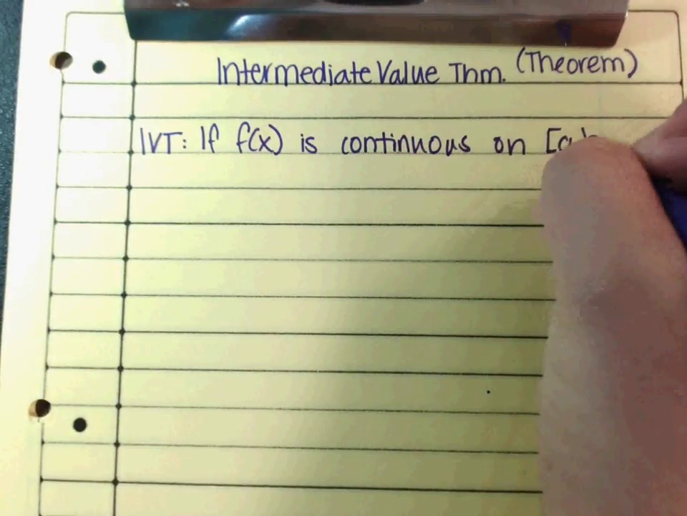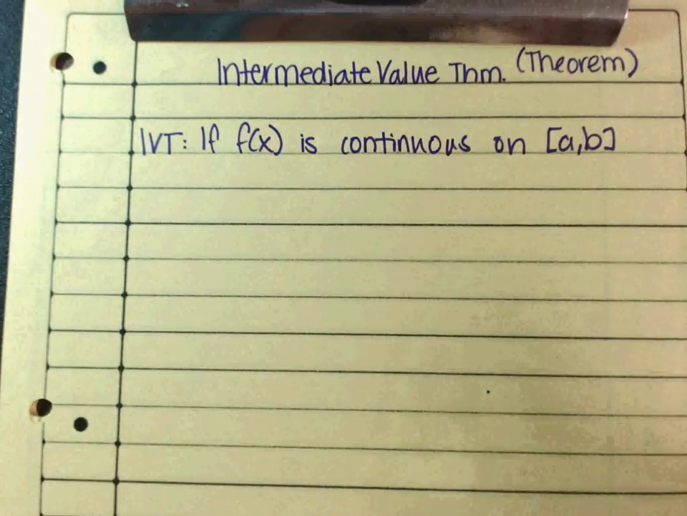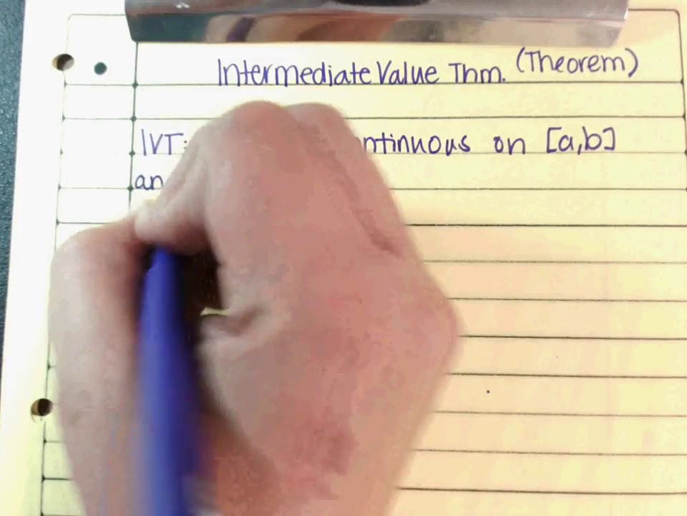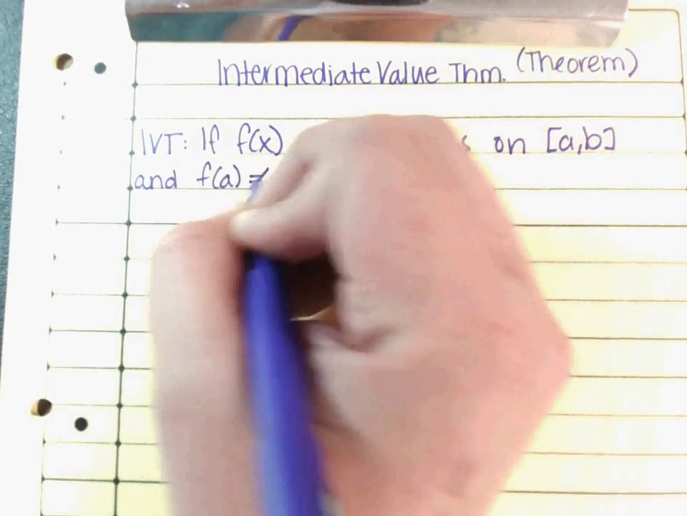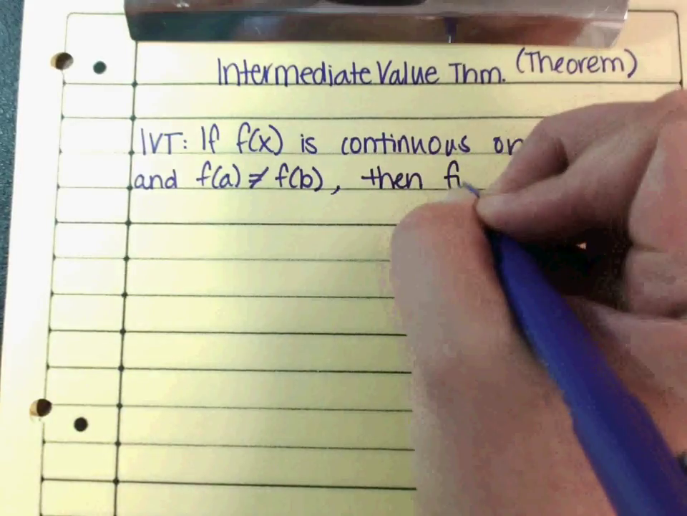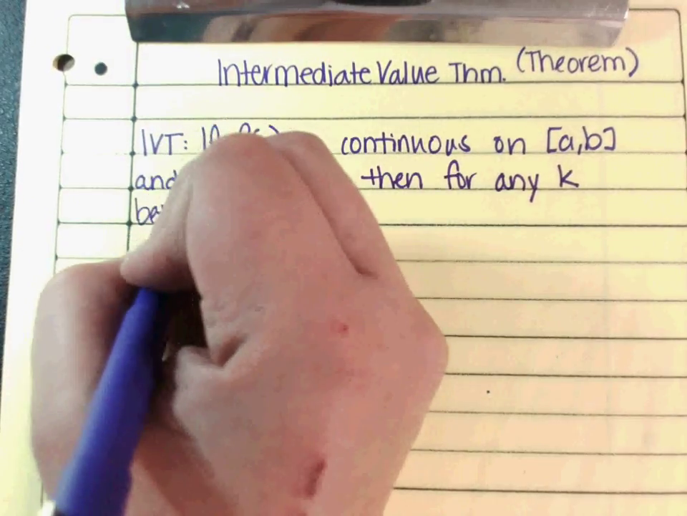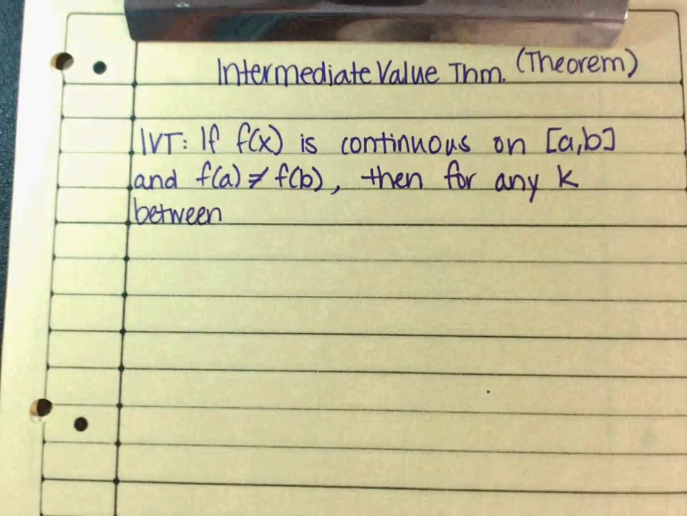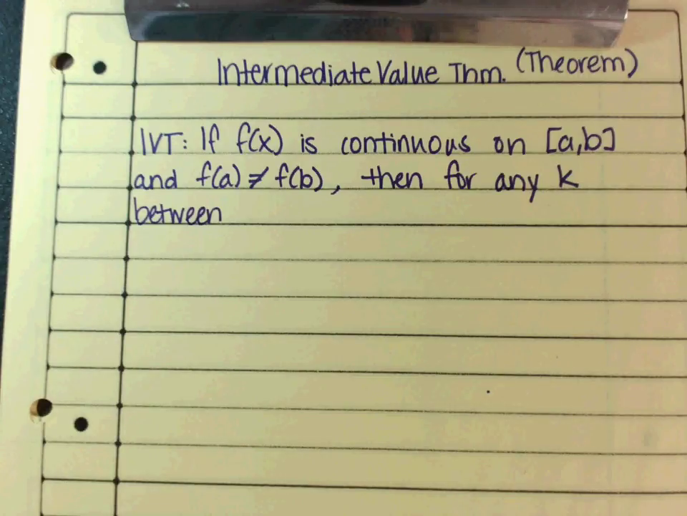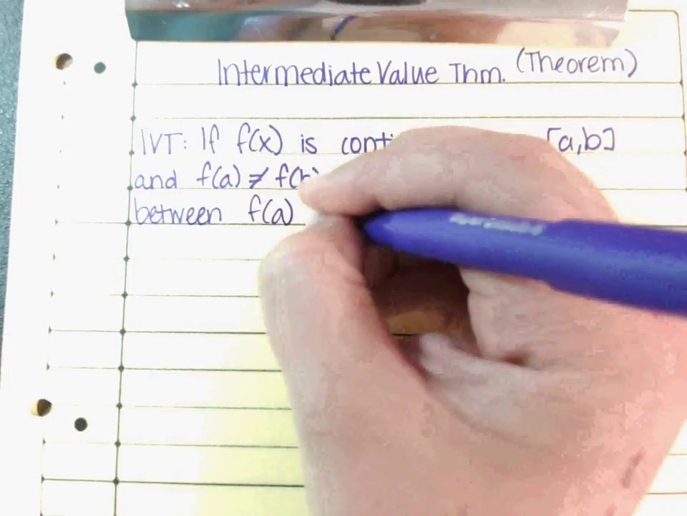Okay, I'm going to write a bunch of stuff up here. I just want you to copy it down. There will probably be some symbols you do not recognize. We'll talk about those in a second. So if f of x is continuous on a to b and f of a is not equal to f of b, then for any k between f of a and f of b.